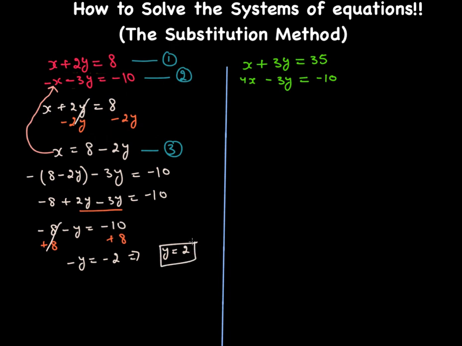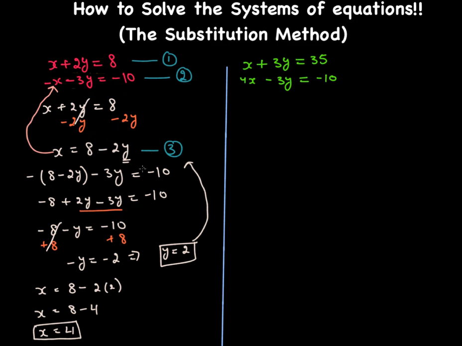Now we're gonna plug in this value of y into equation number 3. That'll give me the value of x. So x is equal to 8 minus 2 multiplied by y, which is 2. That gives me x is equal to 8 minus 2 times 2, which is 4. Therefore x is equal to 8 minus 4, which is 4.